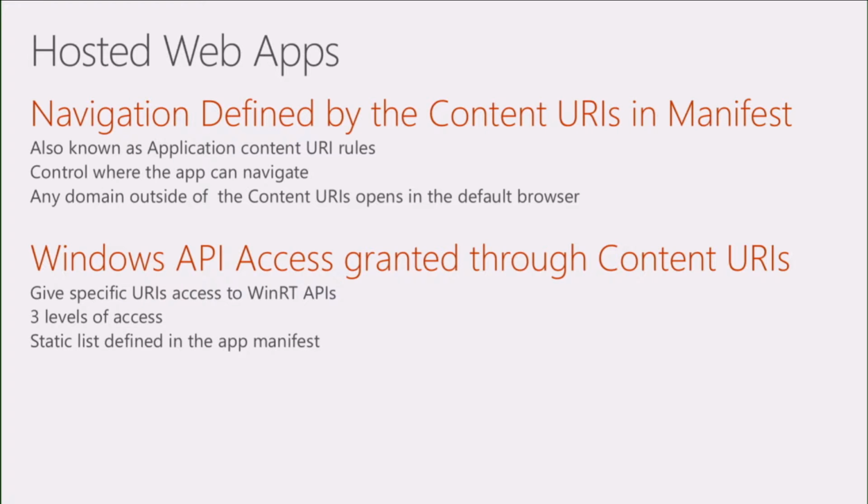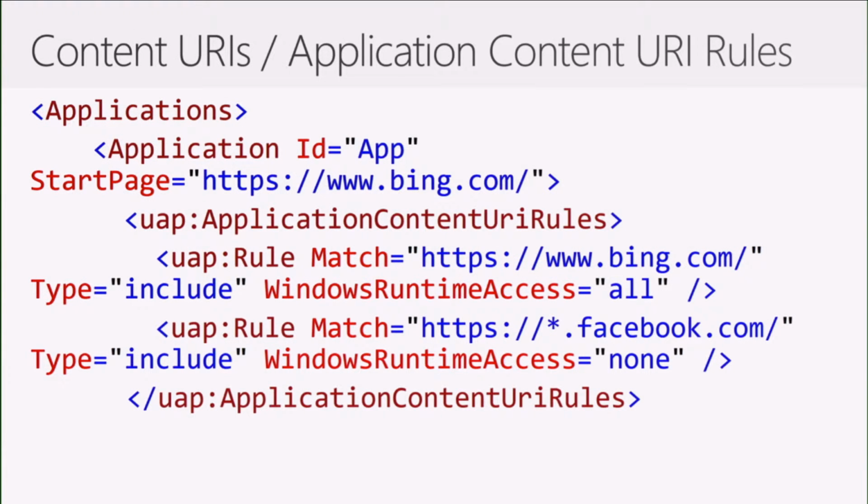And then the other thing I just mentioned, the Windows API, the UWP API access, that's granted through the content URI rules, or application URI rules in full. This is what the application URI rules actually look like inside of the manifest. So that GUI editor of the manifest that I showed you, that's just a GUI editor on top of some XML, right? So behind the scenes, the manifest is truly XML.